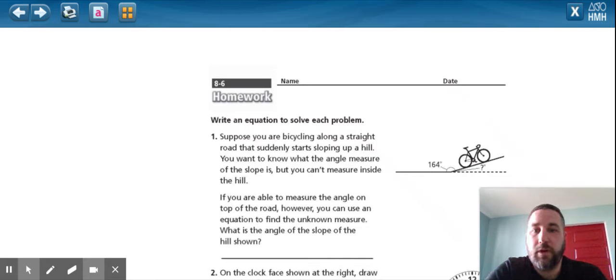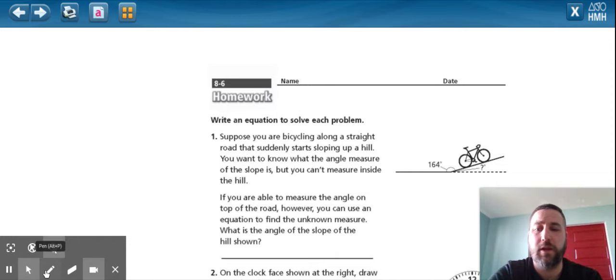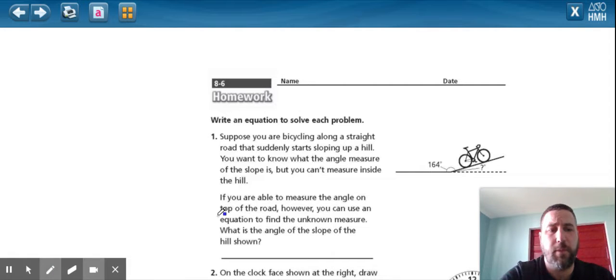All right, this is homework for 8-6. There's only 3 questions on this homework page, so it's actually pretty short. However, they're really good questions, and we're going to talk about each one for a little bit here and really digest what's going on, read them carefully, and use our angles and what we know about angles to help us figure this out, okay?